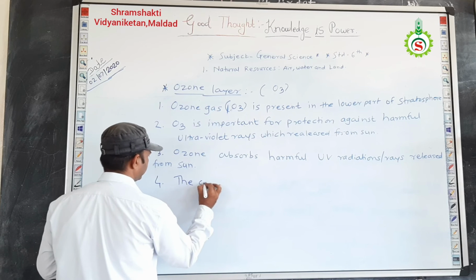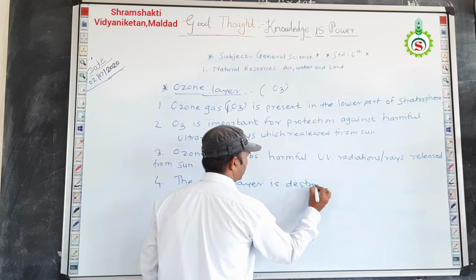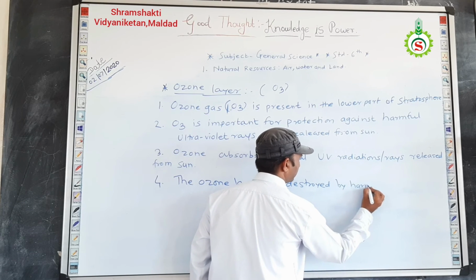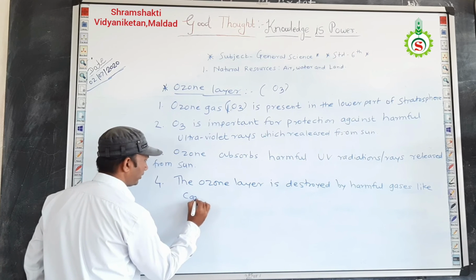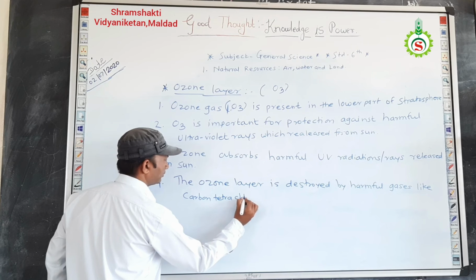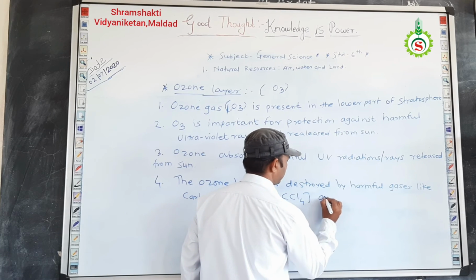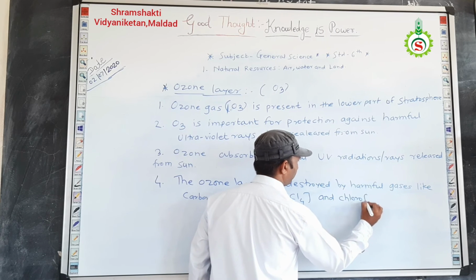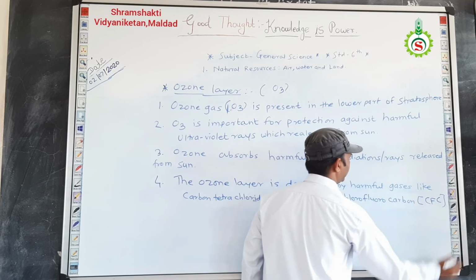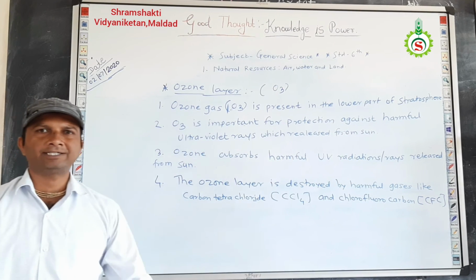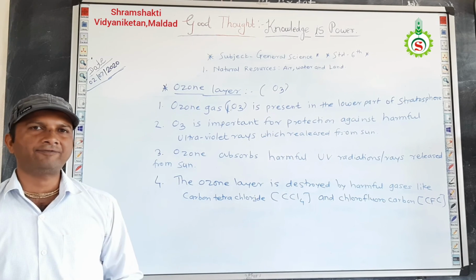Okay, the ozone layer is destroyed by harmful gases like carbon tetrachloride, which is denoted by the symbol CCl4, and chlorofluorocarbon, whose short form is CFC. So the ozone layer is destroyed by harmful gases like carbon tetrachloride and chlorofluorocarbon. From where do they come? They come from the devices at your home, like refrigerators and air conditioners.